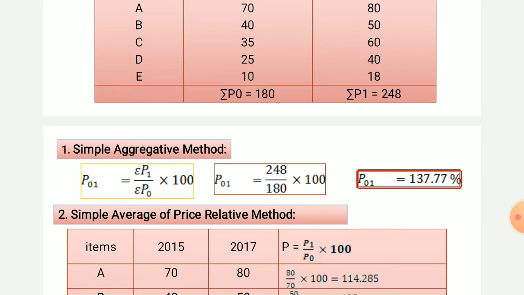Then substituting the values in the formula, P01 equals 248 divided by 180 into 100. Therefore, P01 is equal to 137.77%. So this means that in the current year the prices of all the items had been increased by 37.77% when compared to the base year 2015.